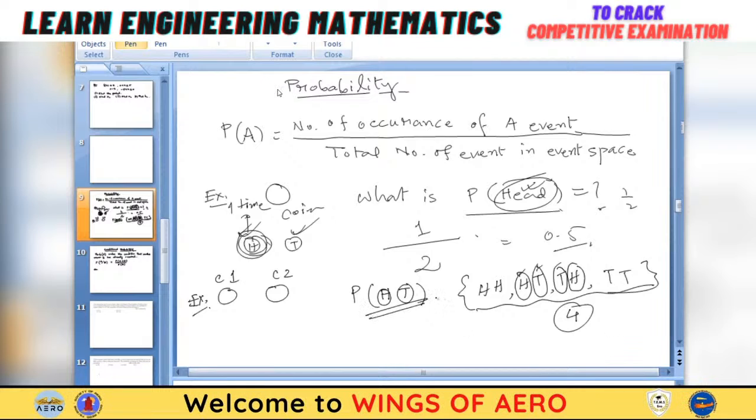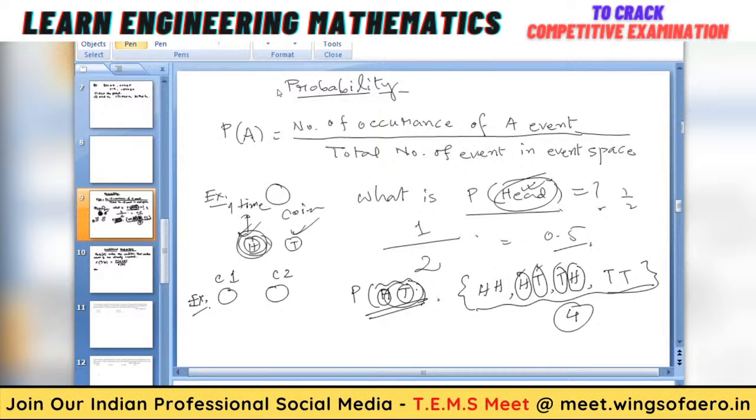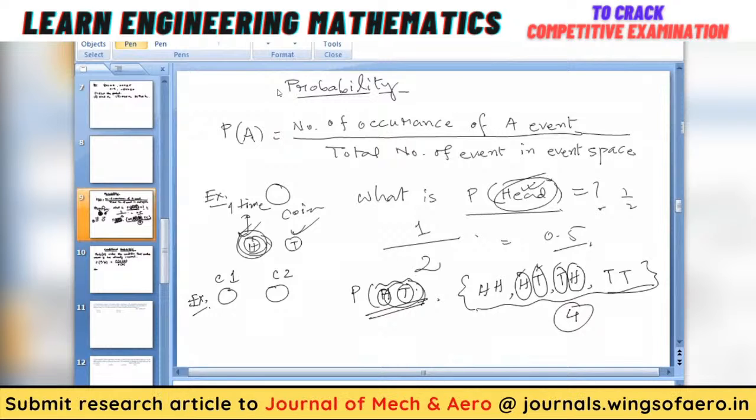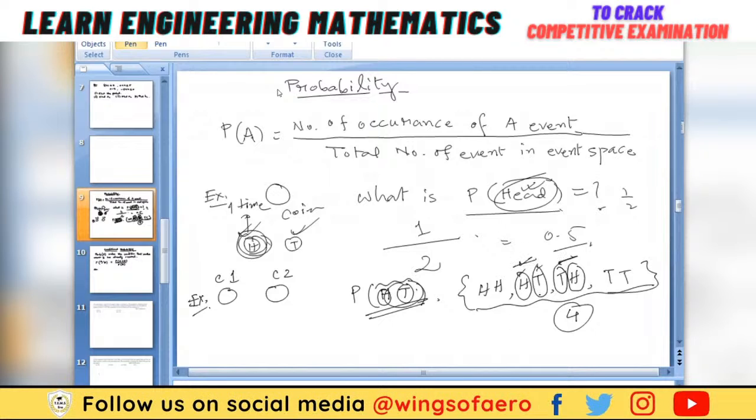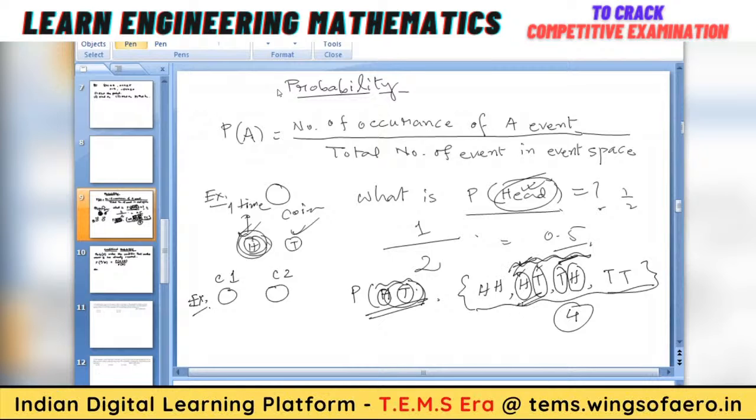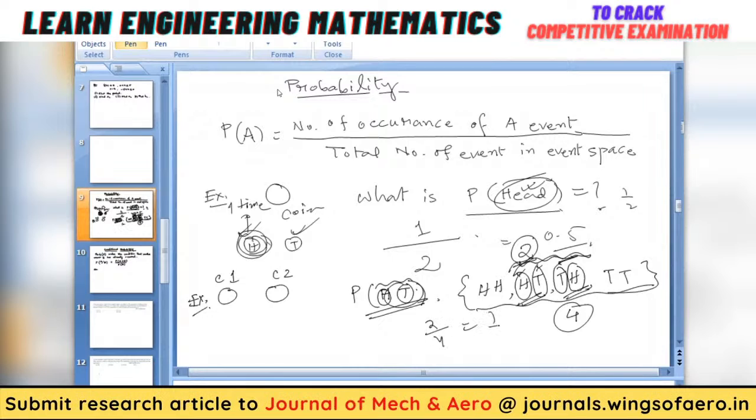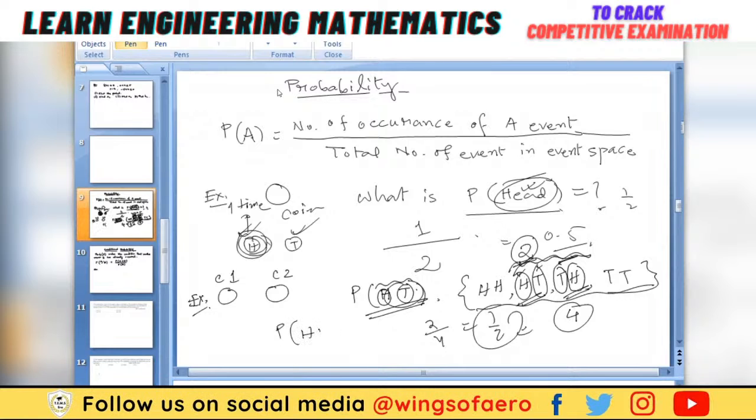Now HT. In this case, one is head and the other is tail, so you have to consider both the cases, that is HT and TH. How many times does that event occur? 2 times. Look at this: HT and TH. And total number of events is 4. So it is 2 by 4, which is equal to 1 by 2.